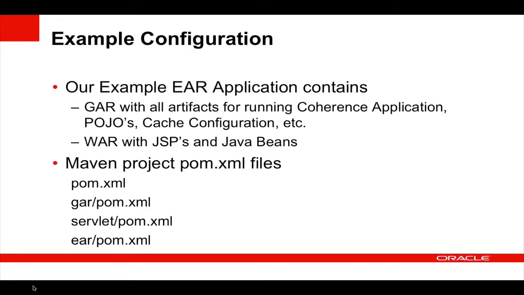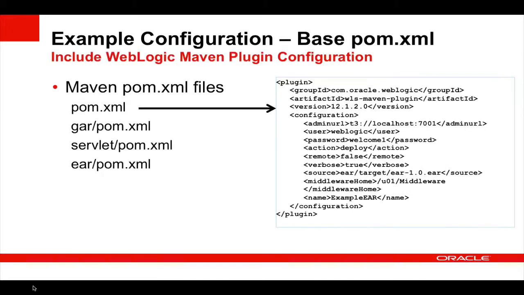Our example ear application, which we deployed in the first screencast, includes a grid archive with all artifacts for running Coherence, including POJOs and cache configuration files, and a web app with JSPs and Java beans. In terms of Maven project pom.xml files, there are going to be four of those: a base pom.xml and one in each of the GAR, servlet and ear directories. We'll now look at the configuration required for those files.